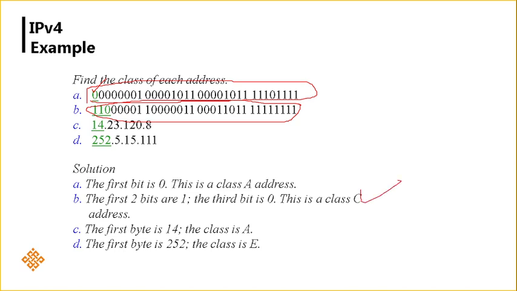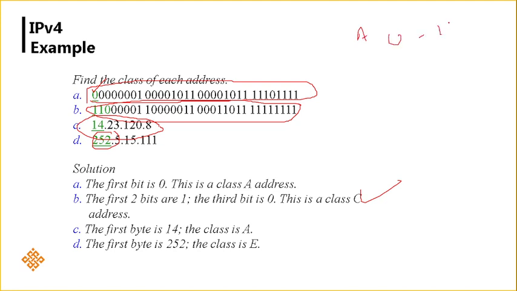And here it is in decimal form, 14.23.120.8. The range 0 to 127 is class A, so you can say it is class A. Then the next address starts with 252. Class C is in the range 192 to 223, so it is not class C.